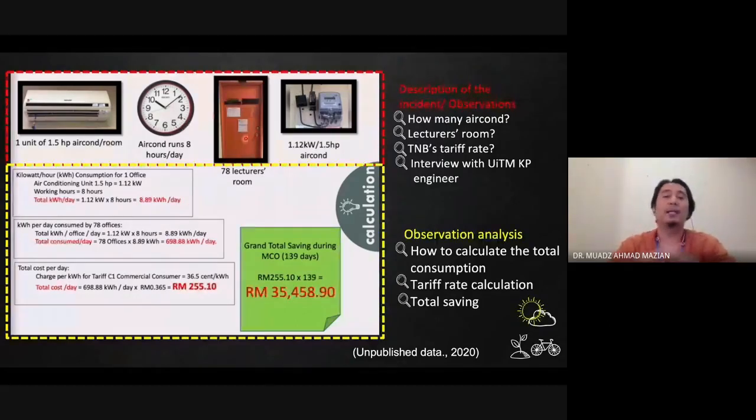And there are 78 lecture rooms. So dekat dalam building kita ada 78 lecture rooms. So each room ada satu aircon. Okay? And the last one is one aircon uses 1.2 kilowatt of energy. Okay? So this is an example of all the observations that I did.